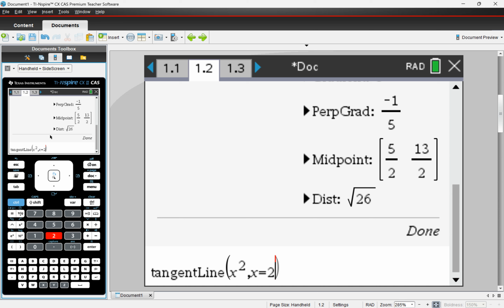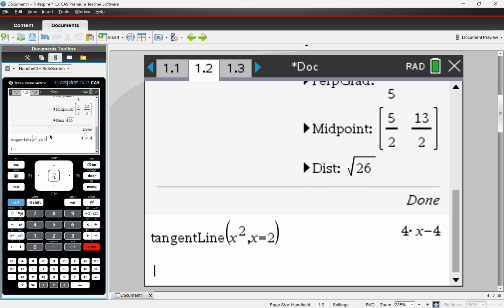Because remember, you're using only 1 point. You're finding the gradient of 1 point. When I press enter, it tells me the equation that will actually cross just at 2. Nowhere else, just touches the curve exactly at 2. So clearly the gradient's 4 there.